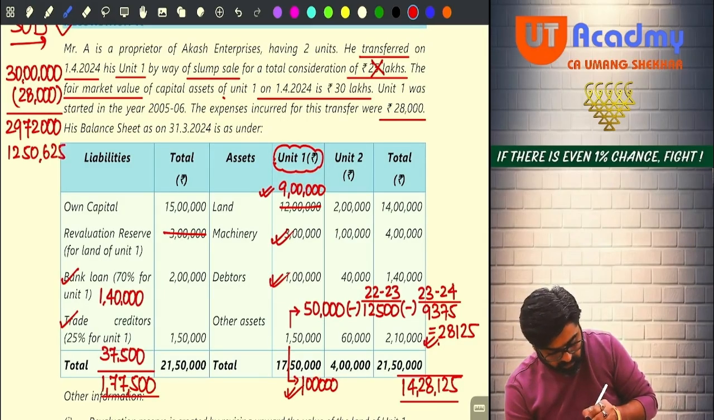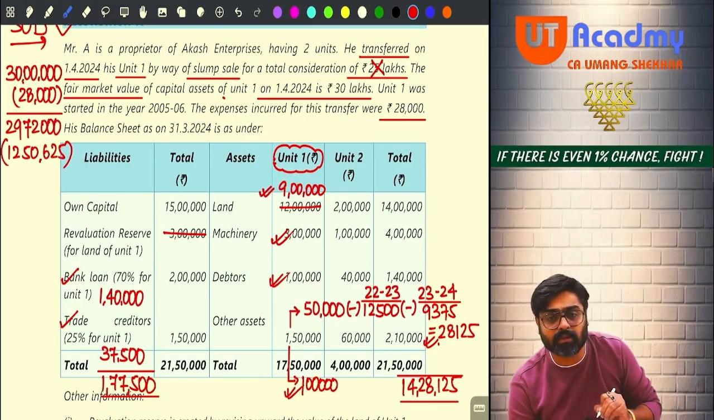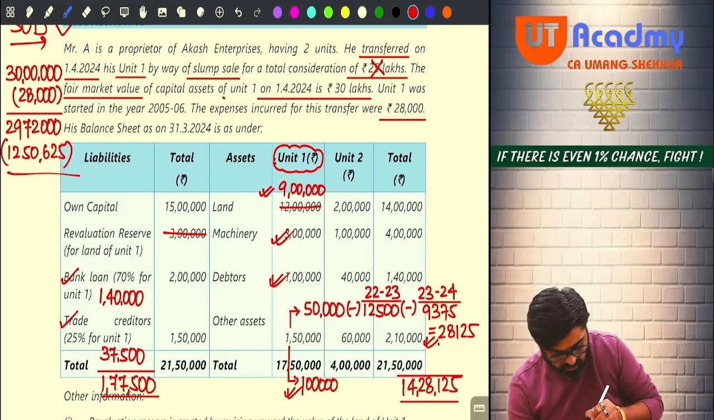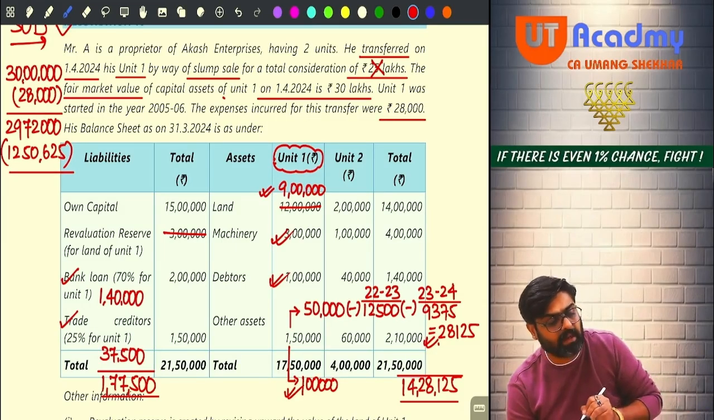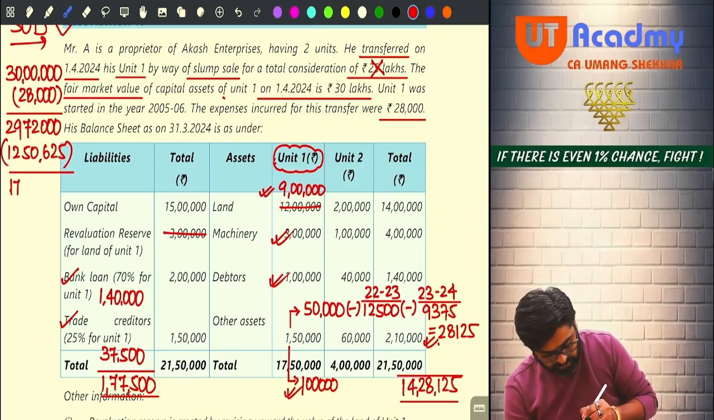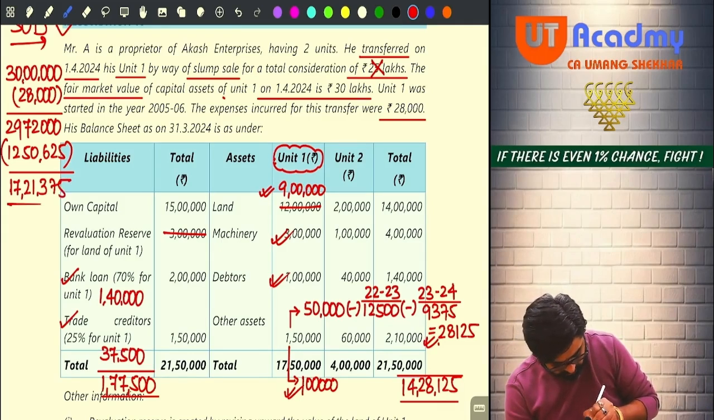That is, my net worth will be deemed to be the cost of acquisition. I will reduce that. What amount will I get? Minus 29,72,000. I will be getting 17,21,375. And my dear friends, this is your capital gain. And this is your long-term capital gain.